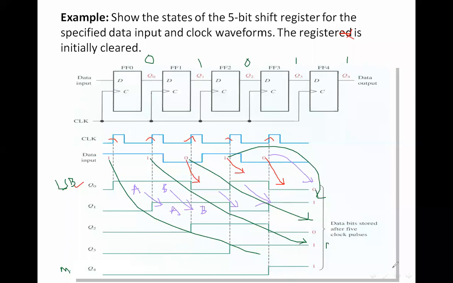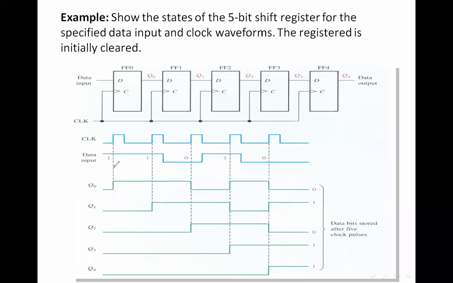Is the concept clear? Yes, sir. Fine. So we are looking at the data here. Whatever data is there, that is appearing only after the positive edge of the clock. Positive edge of the clock.